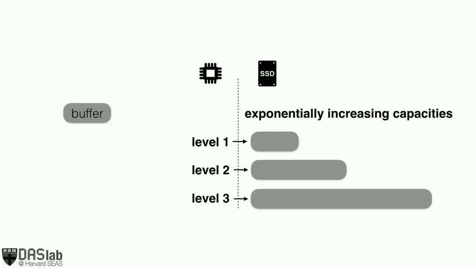sort-merges similarly sized runs, and it organizes them into levels of exponentially increasing capacities. Every time we merge two runs of approximately the same size, we create a new run that's approximately twice as big. That leads to runs of exponentially increasing sizes.